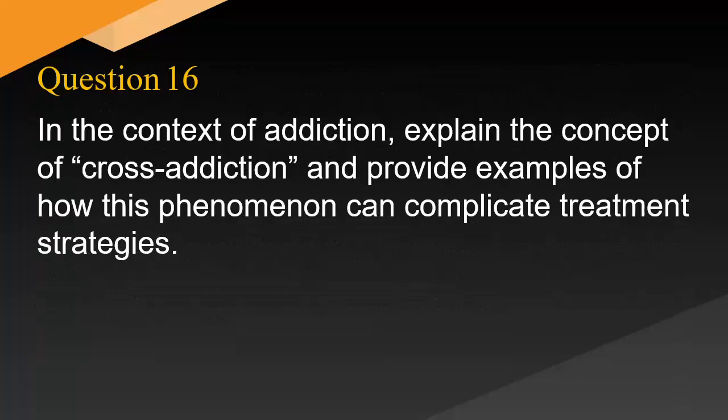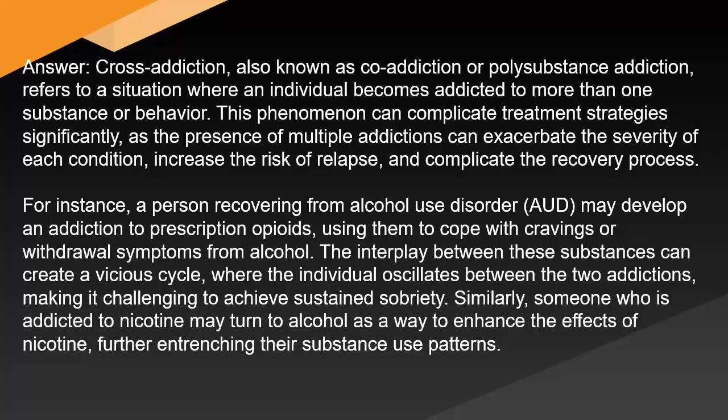In the context of addiction, explain the concept of cross-addiction and provide examples of how this phenomenon can complicate treatment strategies. Answer: cross-addiction, also known as co-addiction or polysubstance addiction, refers to a situation where an individual becomes addicted to more than one substance or behavior. This phenomenon can complicate treatment strategies significantly, as the presence of multiple addictions can exacerbate the severity of each condition, increase the risk of relapse, and complicate the recovery process.